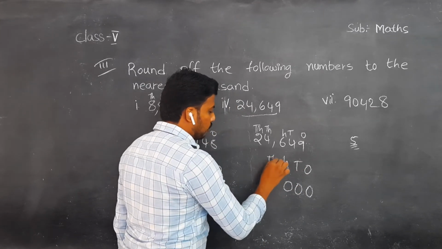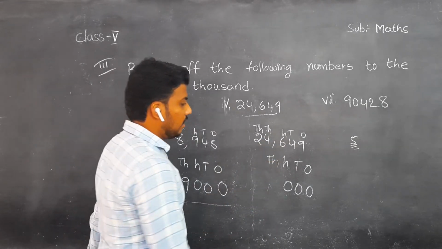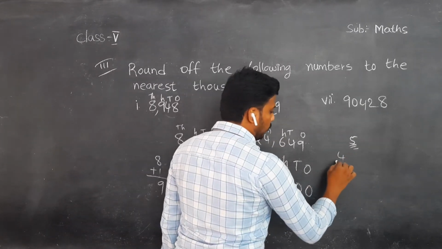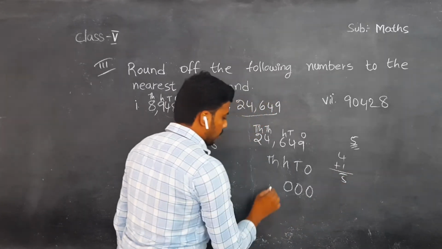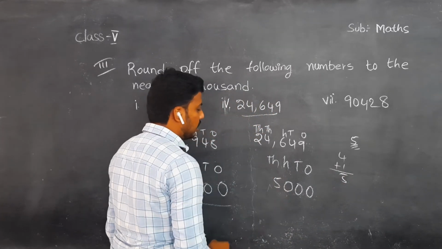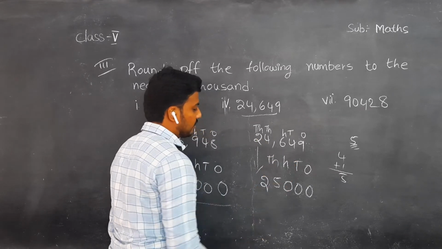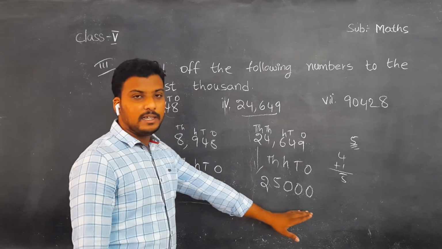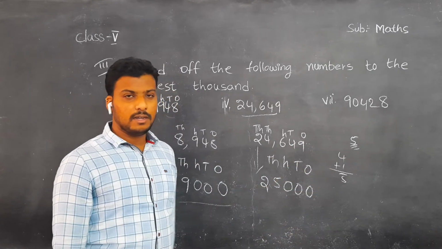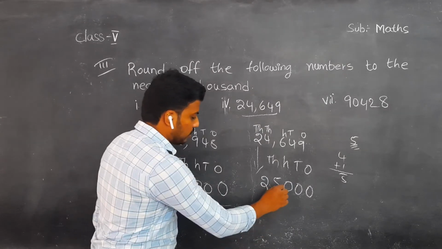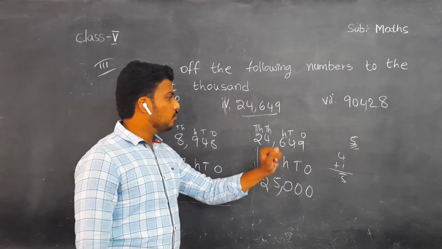Coming to the thousands position, the value in the thousands is 4. Here you need to add 1 to the 4. So 1 plus 4, how much? 5. You need to keep 5 in the place of thousands, and this will remain the same. Do like this. So 25,000 is the nearest thousand to 24,649. Understand, children? 25,000 is the nearest thousand to the given number 24,649.